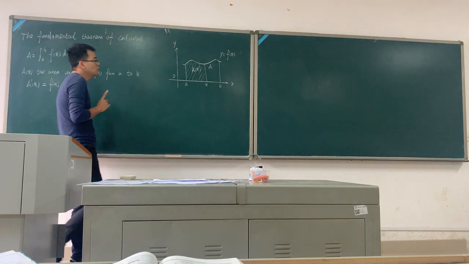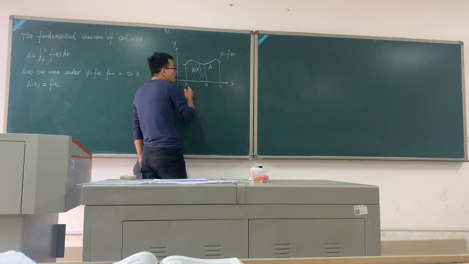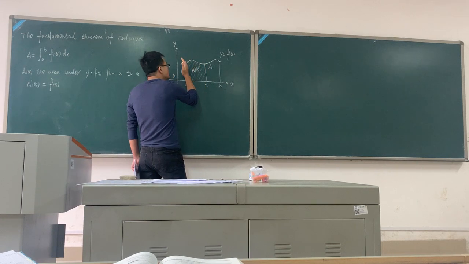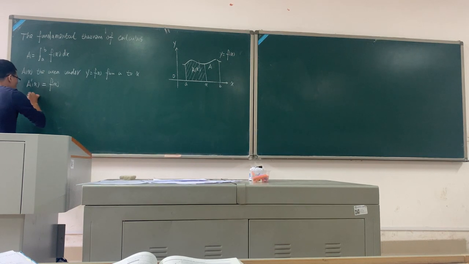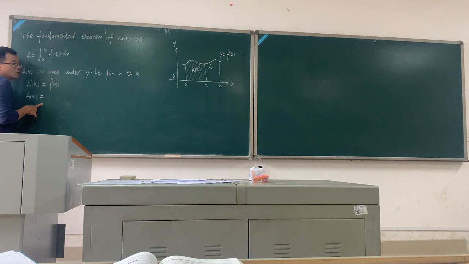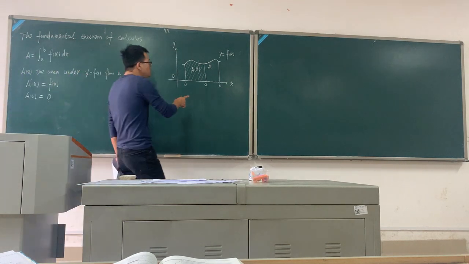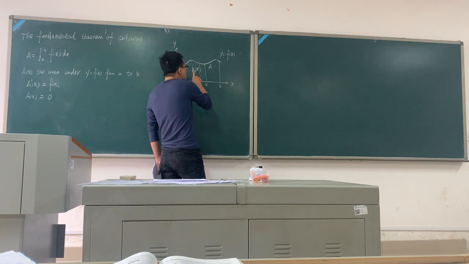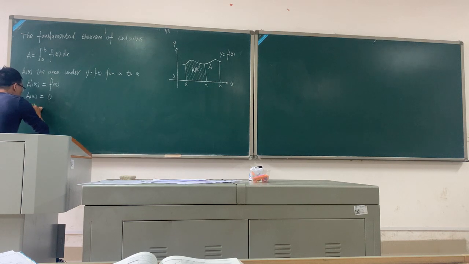It is easy to see that when x equals a, the area is just 0, so A(a) equals 0. And when x equals b, A(b) is the whole area A. So we have these three properties.